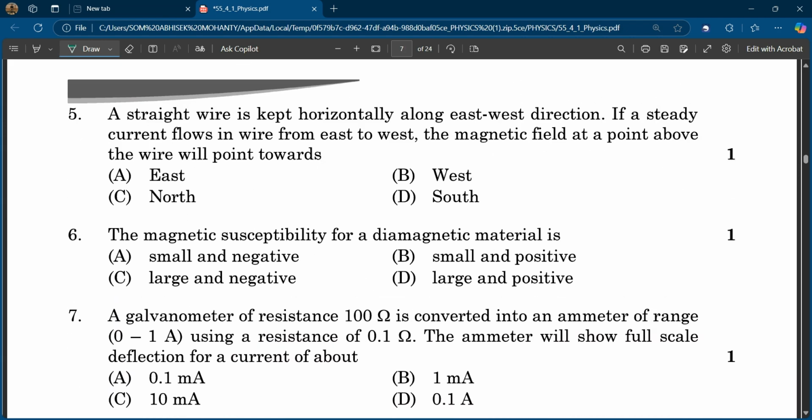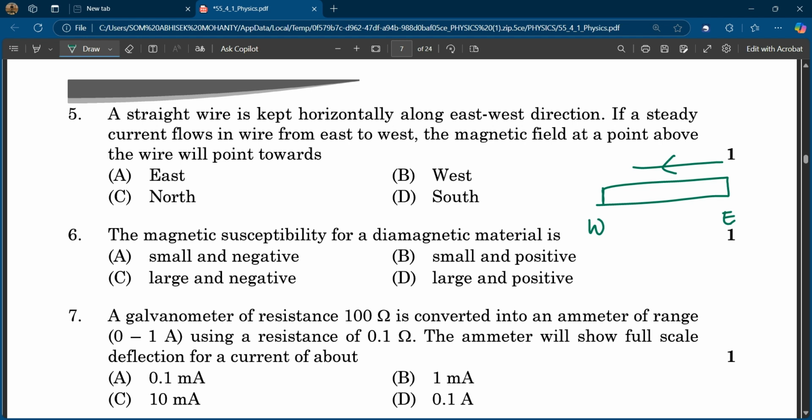A straight wire is kept horizontally along the east-west direction. This is west. If a steady current flows in the wire from east to west, the magnetic field at a point above the wire will point towards.